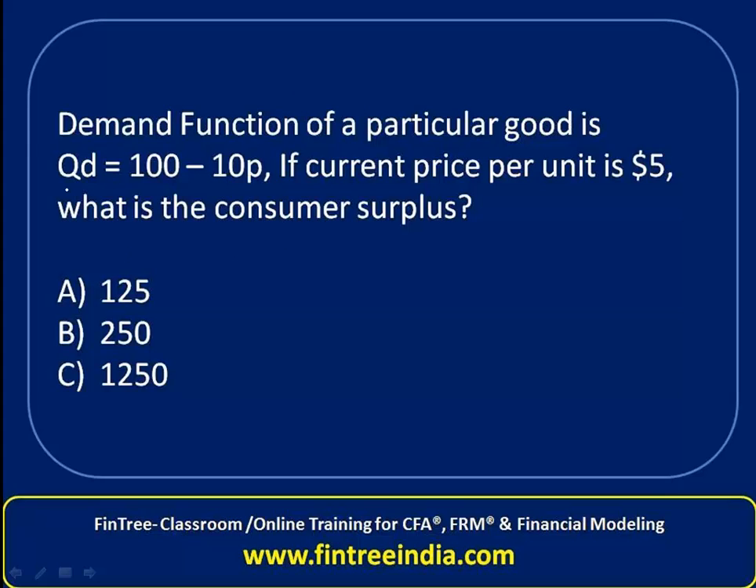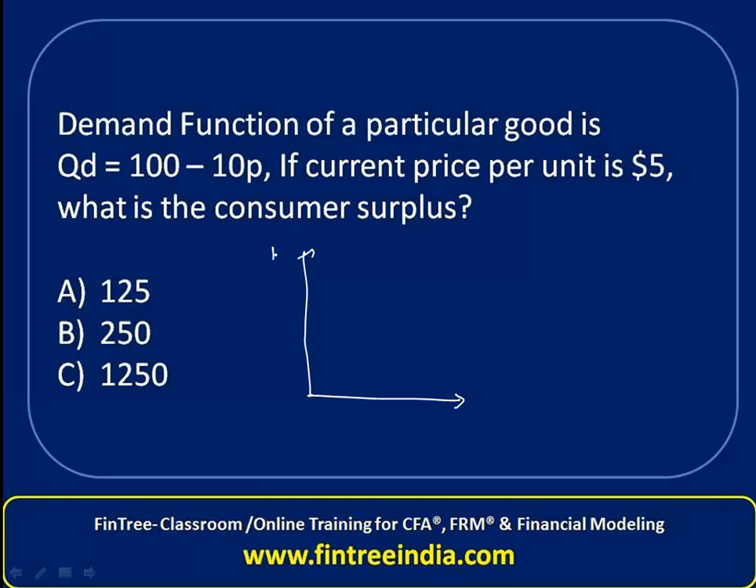So what do we have here? We have the demand function of a particular good, which is given as quantity demanded is equal to 100 minus 10p. We've been given the current price and we've been asked to calculate consumer surplus. So let us try to calculate this consumer surplus through an indicative demand curve.